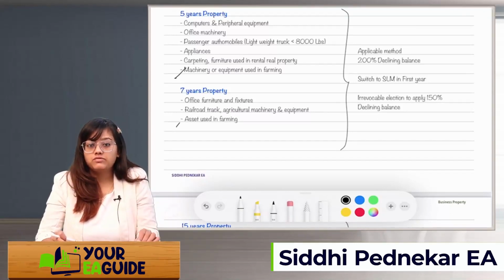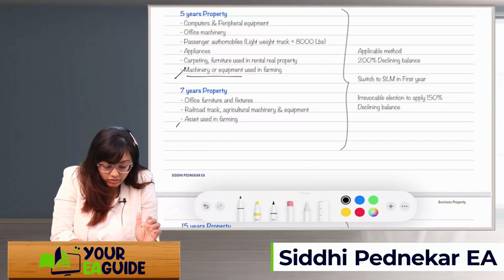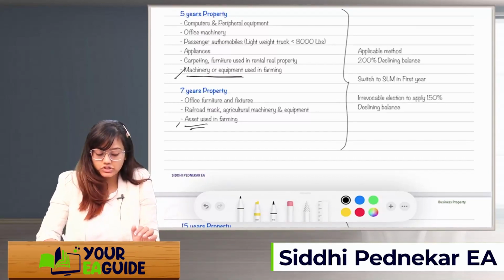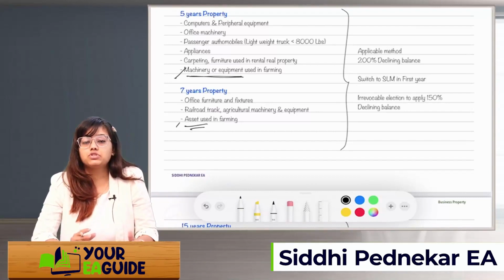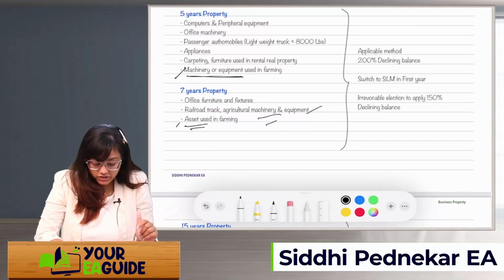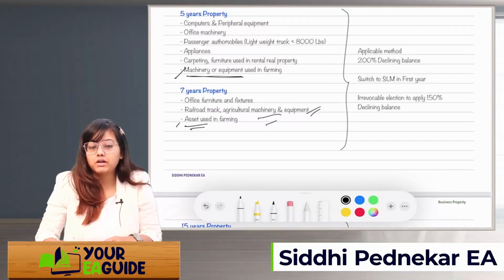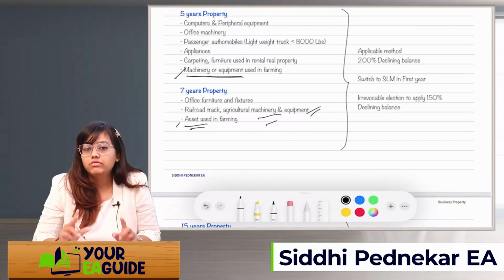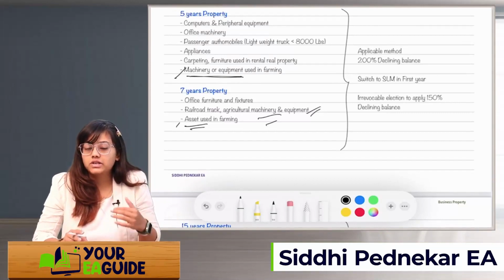Machinery which are used in farming, and here the assets which are used in farming. Here only machinery and equipment is covered. Here apart from machinery and equipment, whatever is used in farming. And here agriculture machinery and equipment means what? Apart from farming, just remember one word: if it's used in farming, just directly take 5 years.